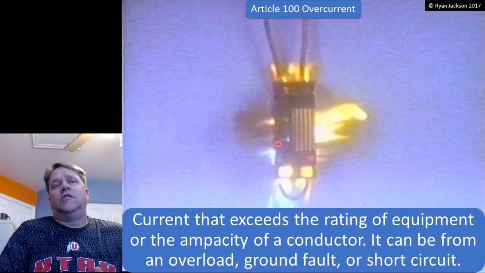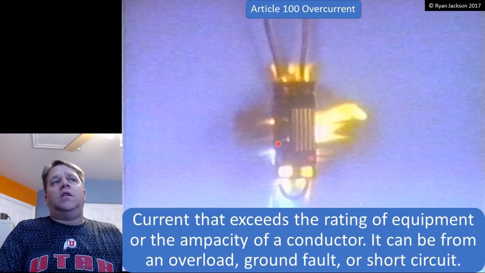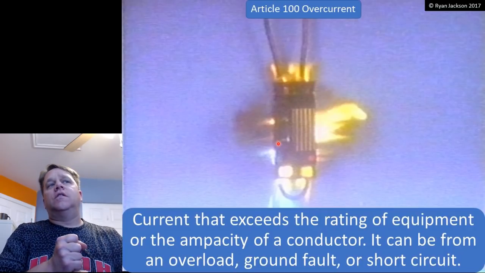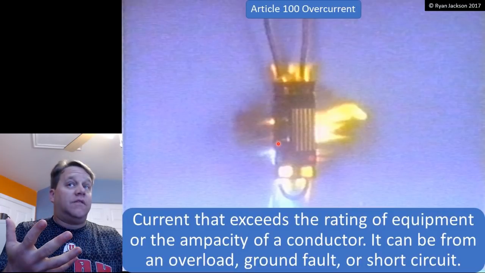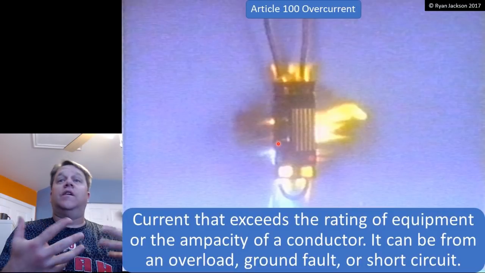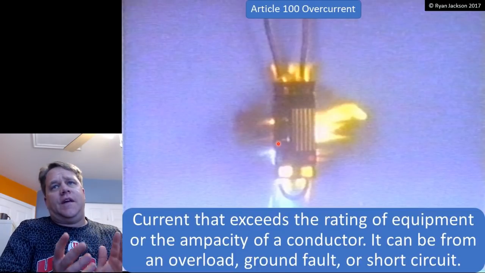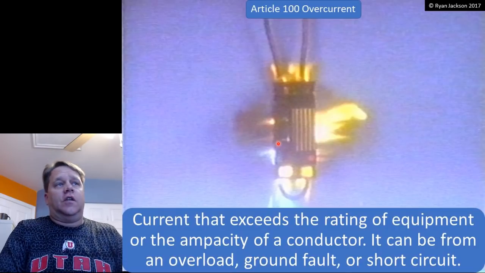What is overcurrent? Overcurrent is current that exceeds the rating of equipment or the ampacity of a conductor. Okay, let's not go over this too quickly. Current that exceeds the rating of equipment. If the equipment is only rated for 10 amps and it pulls 15, that's overcurrent. If the wire can only safely handle 20 amps and the load is 30, that's overcurrent.